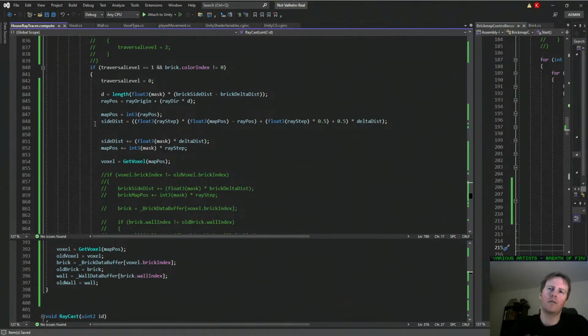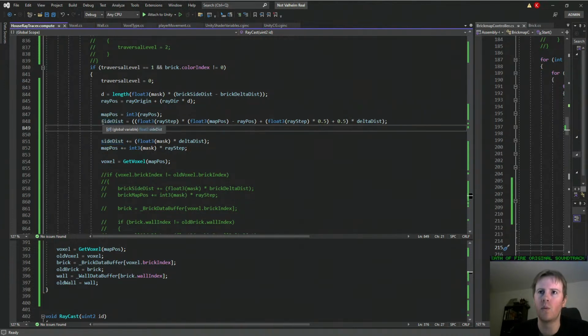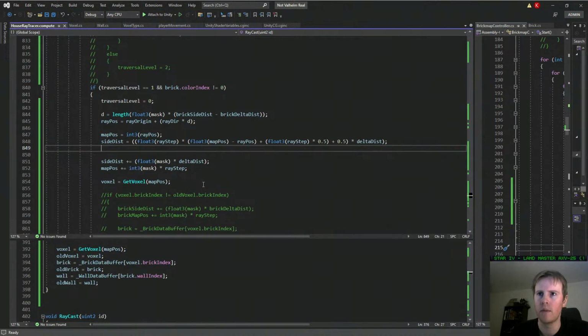Because this, I don't like recreating the side dist. I want to recreate where in the side dist we were. Like, I want the side dist to be like it was where we started. It works decently, but I don't know.